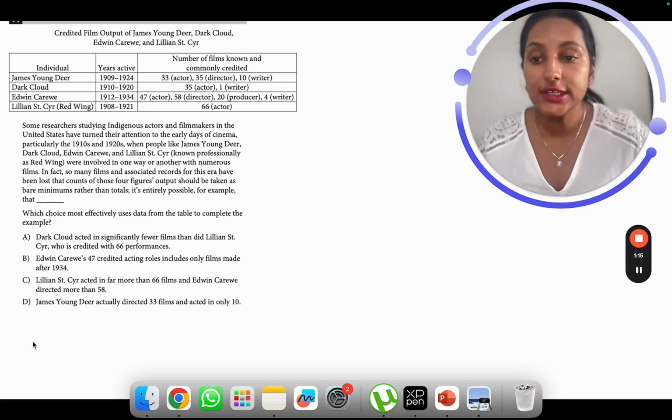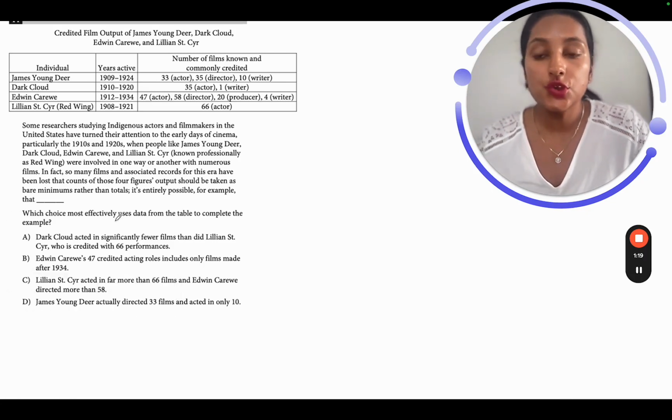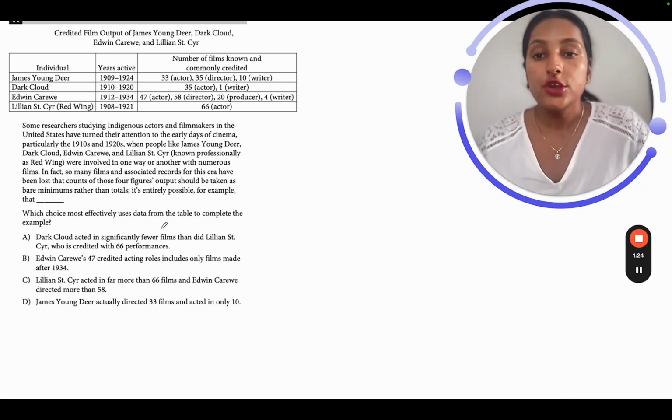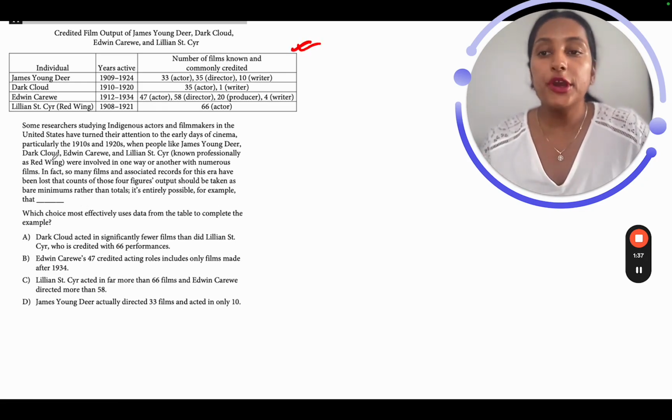Alright, so the first thing that I'm going to do is, of course, read the question stem. It says, which choice most effectively uses data from the table to complete the example? So this gives me the information that there's an example that needs to be completed. Now, let's go ahead and read the text. Let's understand what this example is that's been discussed in the text.